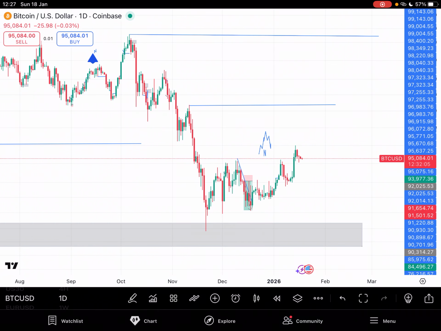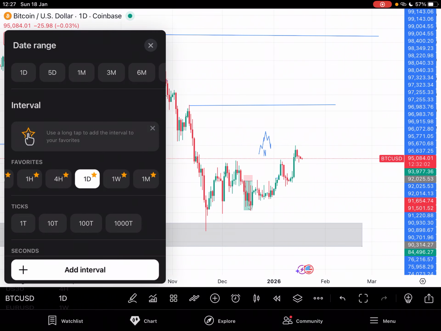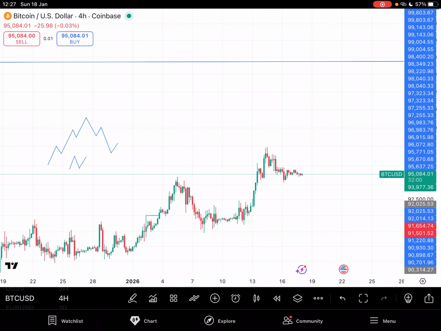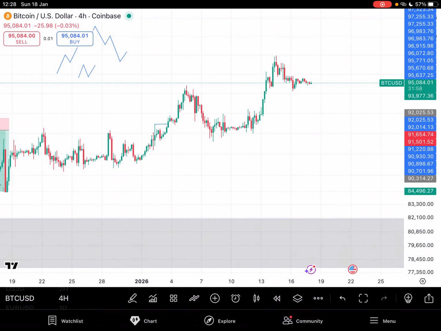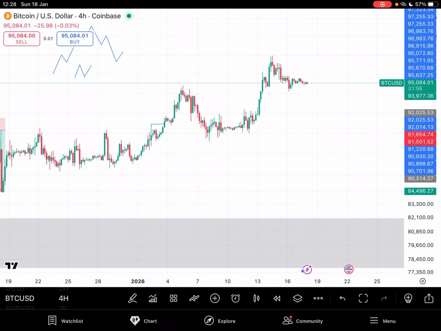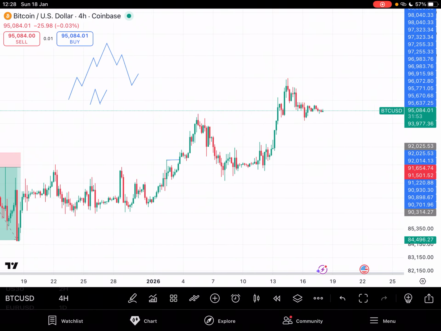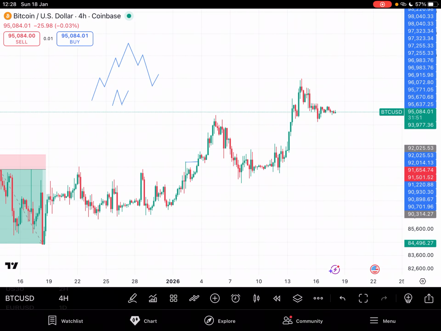Now looking at the 4 hour time frame, that's exactly what I'm expecting. Immediately price hit this zone here on the weekly, we knew that price would start buying from there. Now what do you have? How did I get the entry?